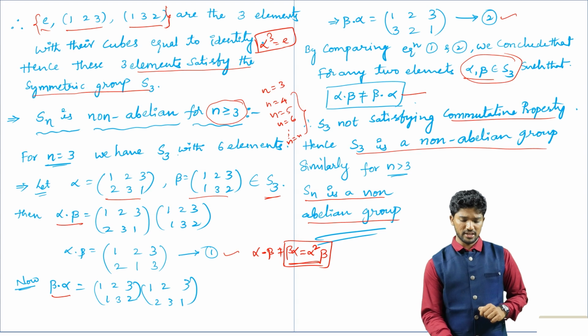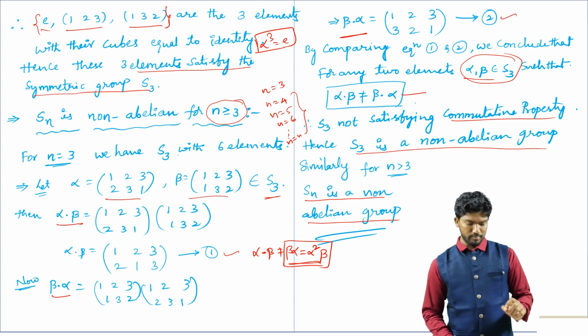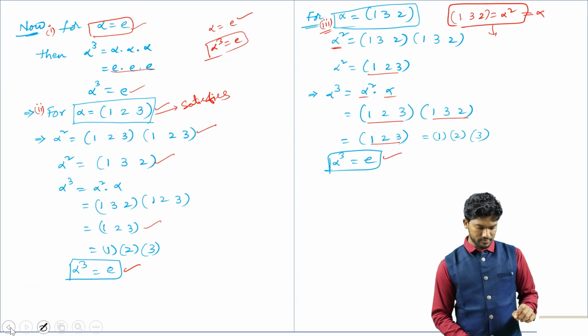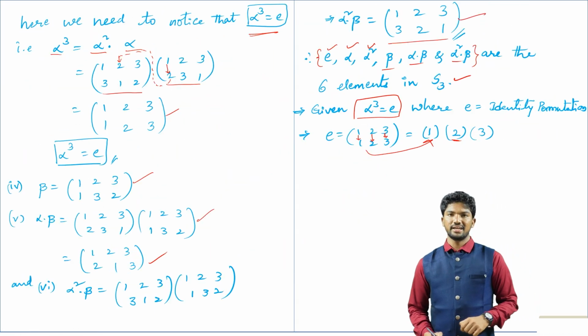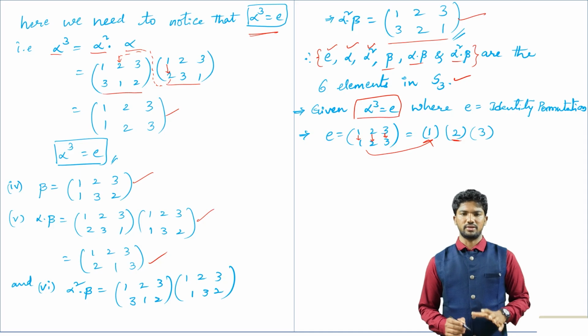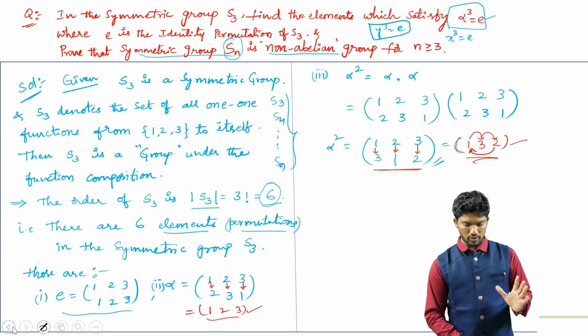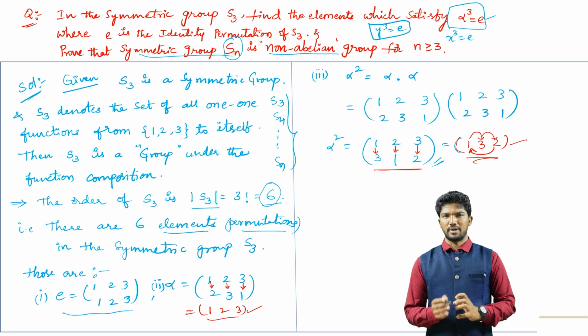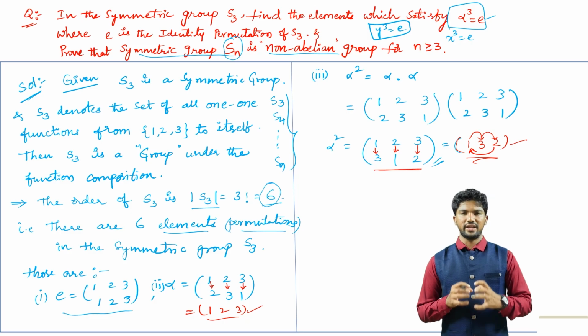Also, you can cross check that the beta into alpha value is equation number 2, and alpha square beta is the last element. Alpha square beta is also the same value, 1 2 3, 2 3 1. So that is also the same value. In this format, we have to prove that S suffix n is a non-abelian group under composition, multiplication. I hope you understood this problem very well.